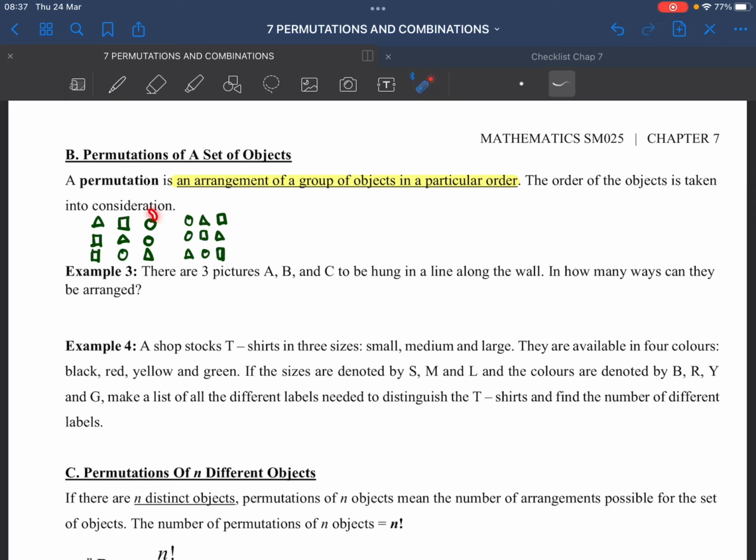Okay, so daripada 3 shapes ni, dengan susunan triangle, square, circle, kita boleh susun lagi menjadi 1, 2, 3, 4, 5. Termasuk ini ialah 6. So there are 6 ways of arrangement of these 3 shapes. Tapi sekarang instead of kita susun satu-satu, kita ada cara dia lah.